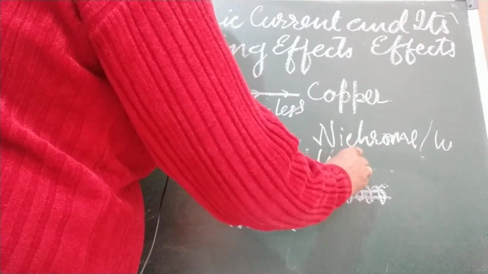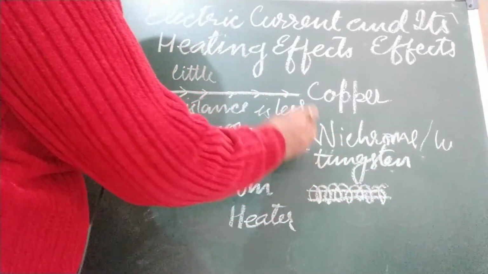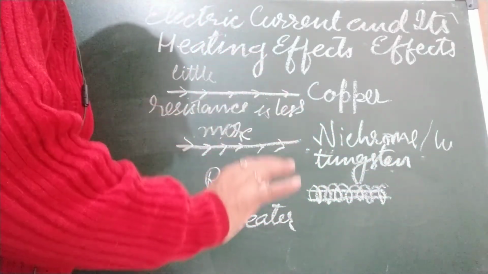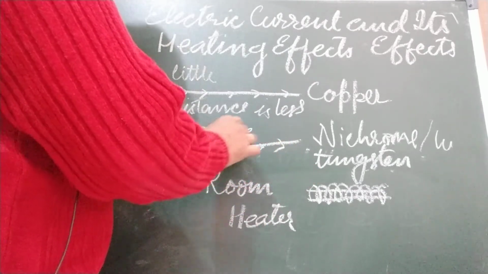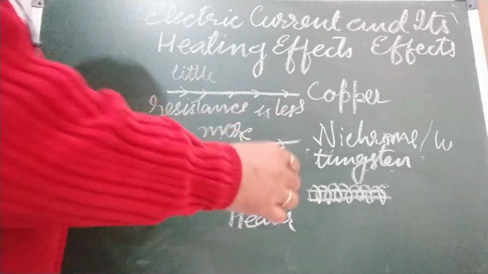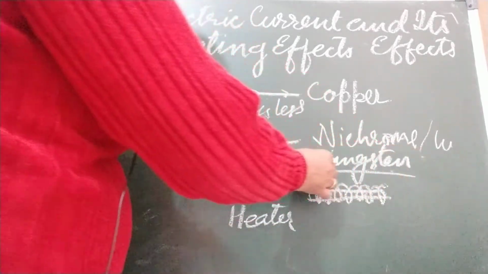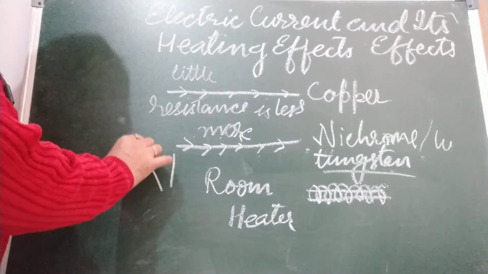Tungsten, they are high resistance wire. They stop the flow of current and heat up more, and we use their heating effect in different gadgets. Like tungsten, we use it in an electric bulb. Children, you must have seen that in an electric bulb, a filament is there.